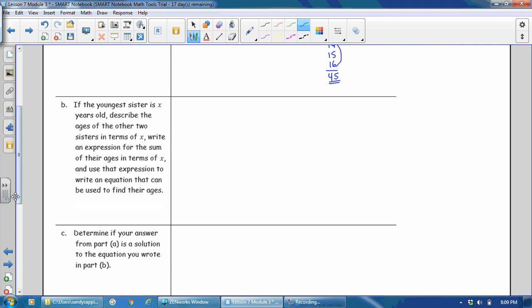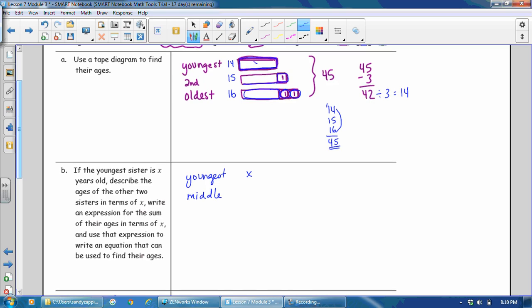The youngest sister is X years old. Describe the age of the other two sisters in terms of X, and write an expression for the sum of their ages in terms of X. All right, so we have the youngest, and it says to use her age as X. And then we'll call this one the middle child. And we know that that is 1 year older. So if this bar for the youngest is X, then the middle child would be X plus 1. And then the oldest, this is the bar that is X, so that would be X plus 2.